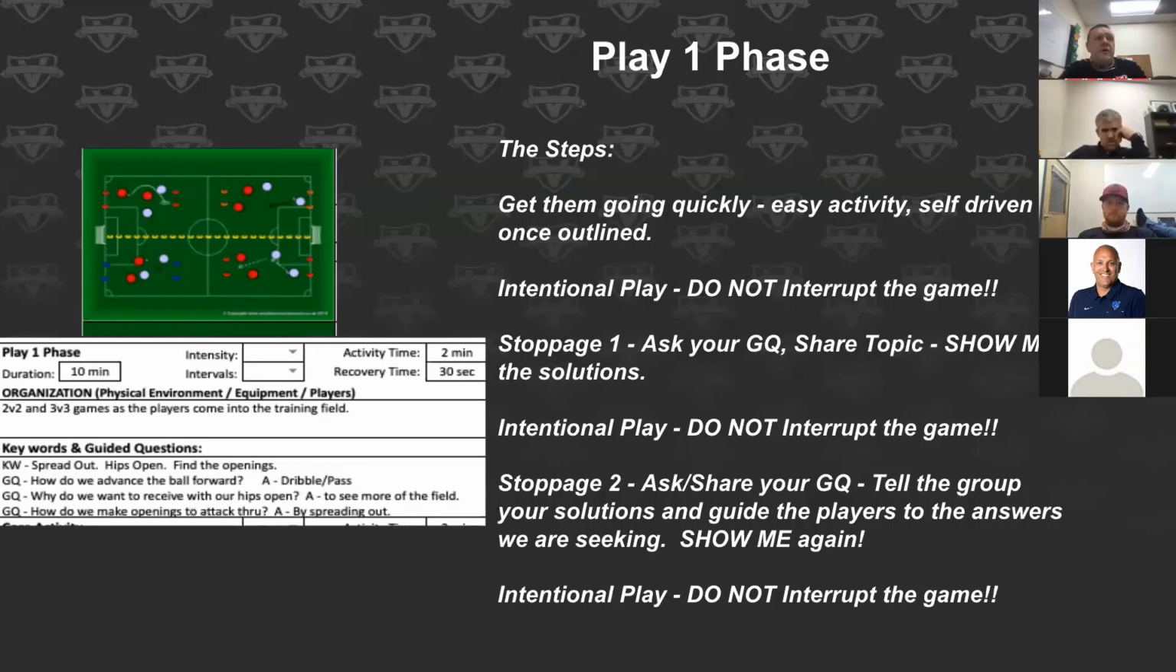During stoppage 2, we ask and share our guided questions. So we would ask our guided questions again and have the players sharing the answers and guide them to the solutions we were looking for. And then again, show me again. How do you come about this? Can you make this happen? Now that everybody's heard it, everybody has a sense of what it should be. How do we then show us again?